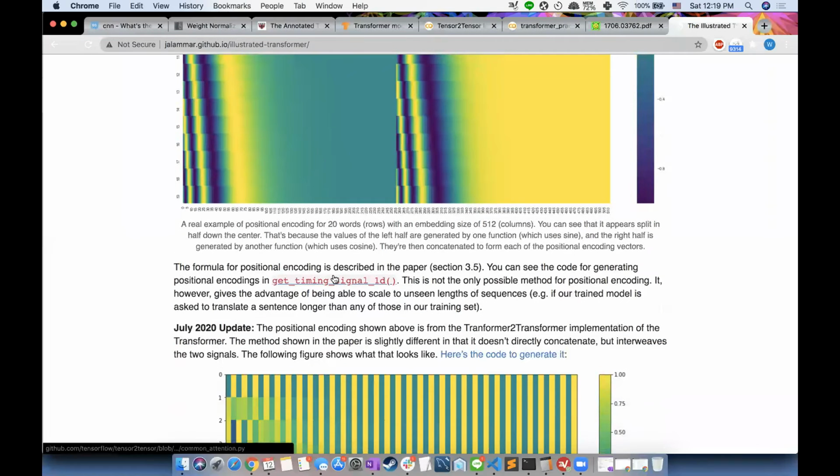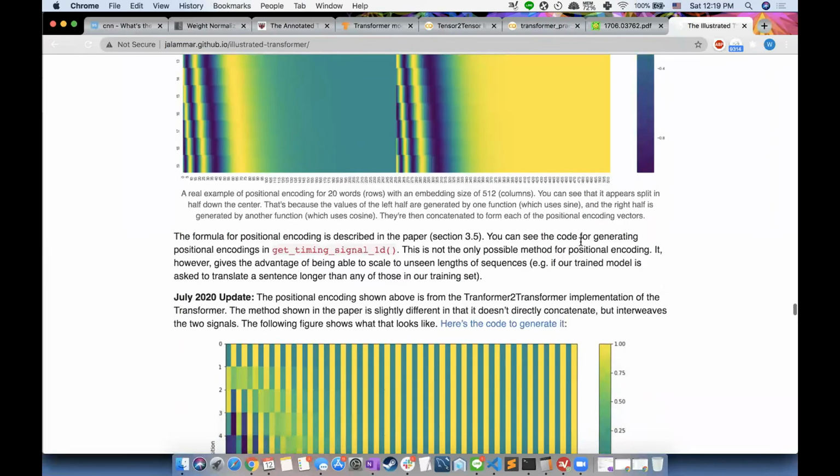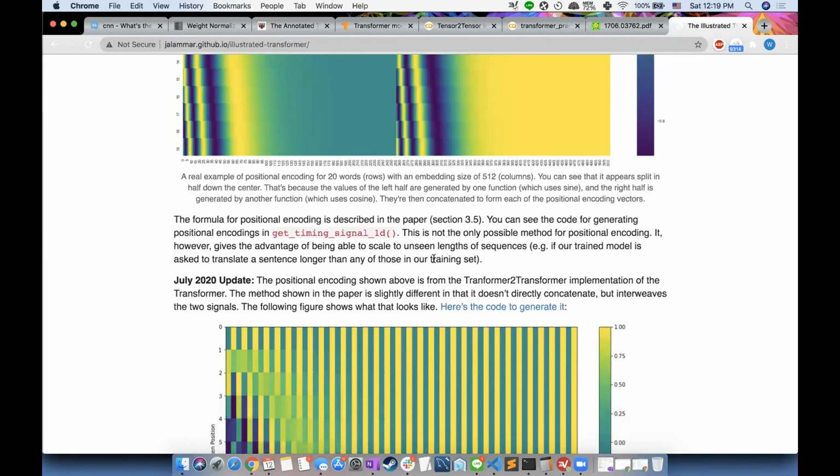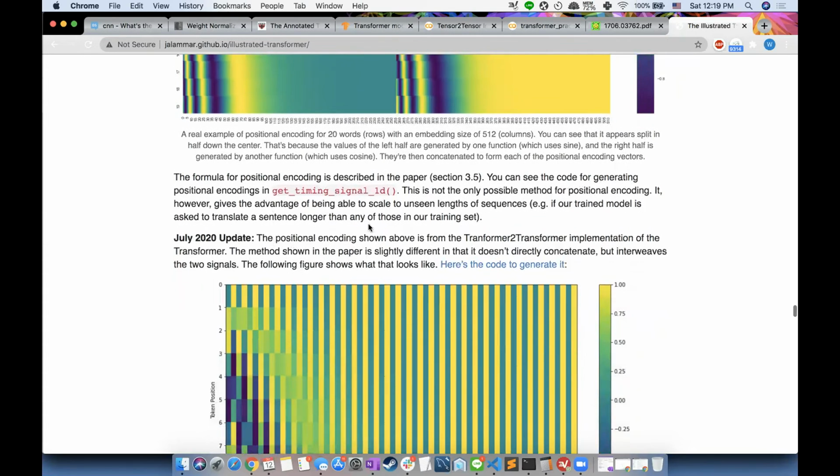The formula for encoding is described in the paper, which I just showed you. You can see the code for generating position encoding. This is not the only possible method for position encoding. However, it gives the advantage of being able to scale to unseen lengths of sequences.